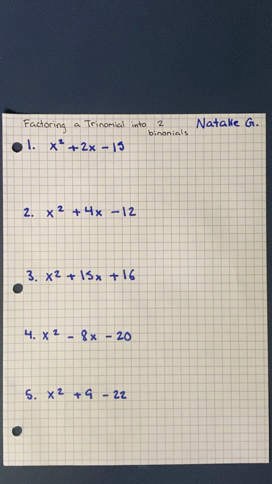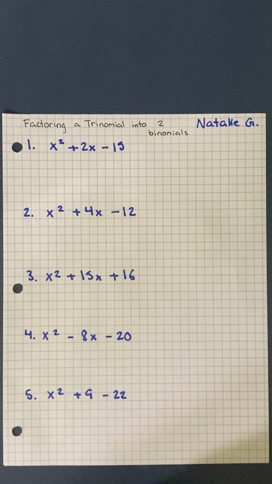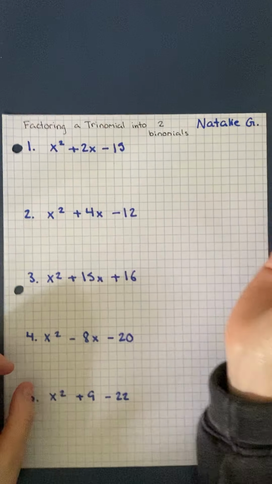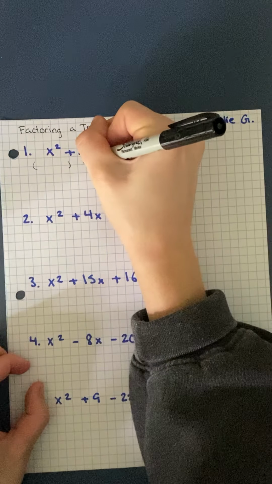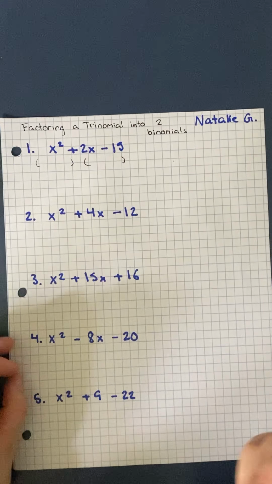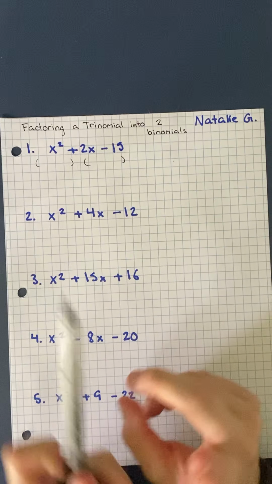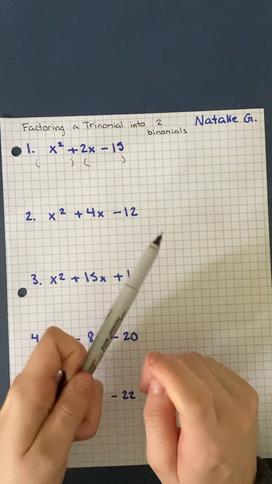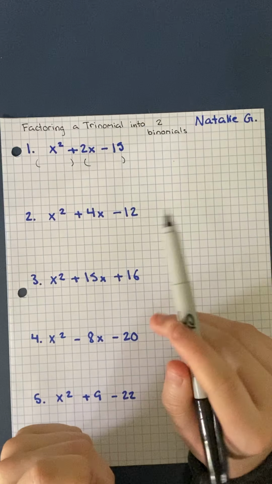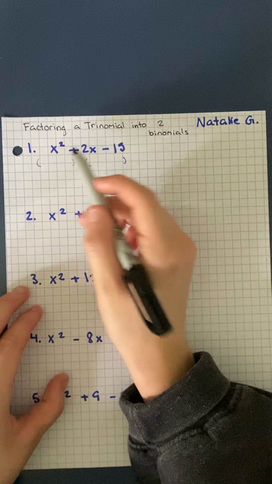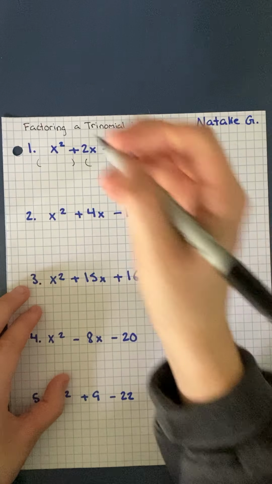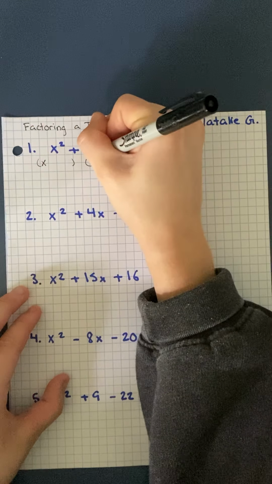Okay, so for my extension project, I chose factoring a trinomial into two binomials. So to start out, since we're factoring, we're going to put two parentheses. When factoring, it's pretty much just getting back to the start of how you got this trinomial. We're going to start with the first term, and we can see it's x to the second power, so we're just going to separate that into each binomial.